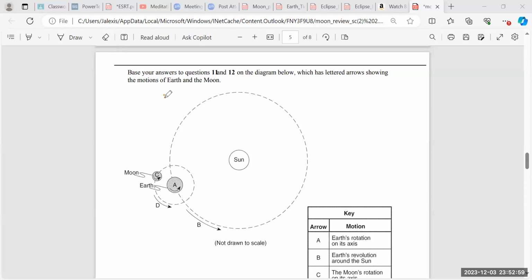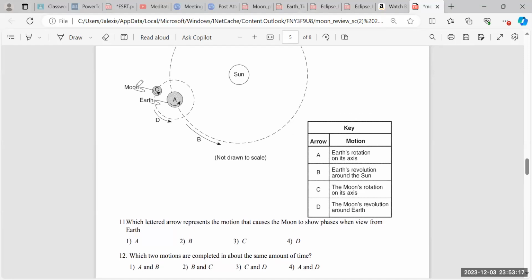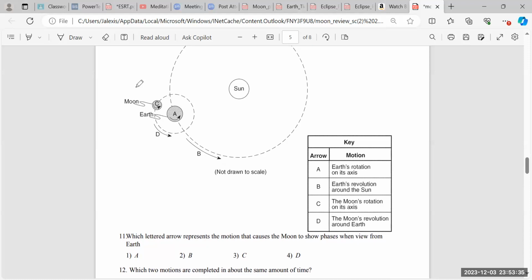All right, number 11 and 12. It says, base the answers to questions 11 and 12 on the diagram below, which has lettered arrows showing the motions of Earth and the moon. Which letter arrow represents the motion that causes the moon to show phases when viewed from Earth? What is the reason why we have phases? Well, the reason we have phases is because of the moon's revolution.